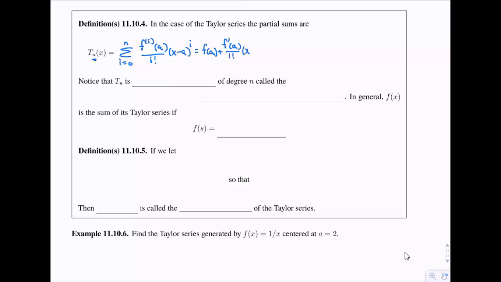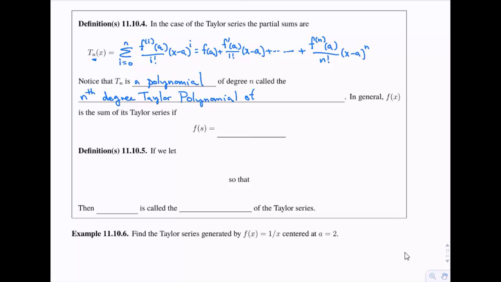So f of a plus f prime at a divided by 1 factorial times x minus a plus so on and so forth. But now we stop, right? We have a maximum degree here, which is n. So this is the nth derivative of f at a divided by n factorial times x minus a to the nth power. So this is an nth degree Taylor polynomial, right? So the main thing is to notice that t sub n is a polynomial of degree n. So, like I just said, this is the nth degree Taylor polynomial of f at a.